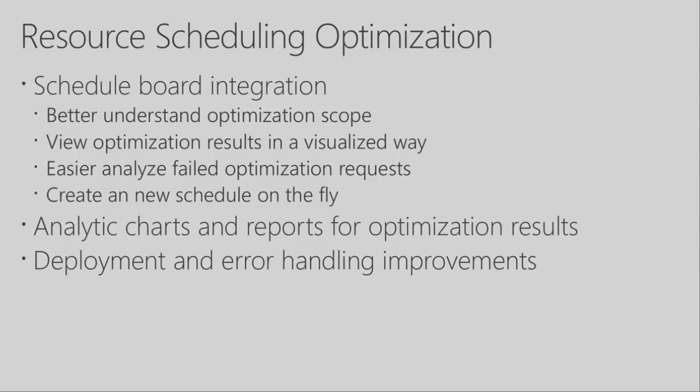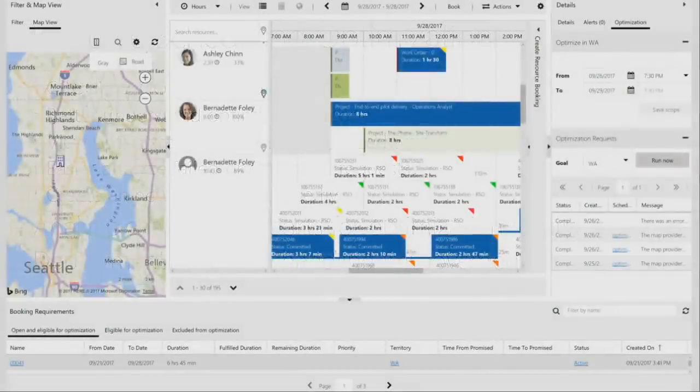One of the things we've done is integration with Schedule Board. And so you basically have the ability to see what different RSO scope and runs look like, and you can do it in context of the Schedule Board. So you can see jobs that have been put on the Schedule Board based on RSO, why they were put there, and so forth. You see on the bottom panel things like jobs that were eligible for optimization, requirements that were excluded from optimization, a lot of visibility that we don't have today.